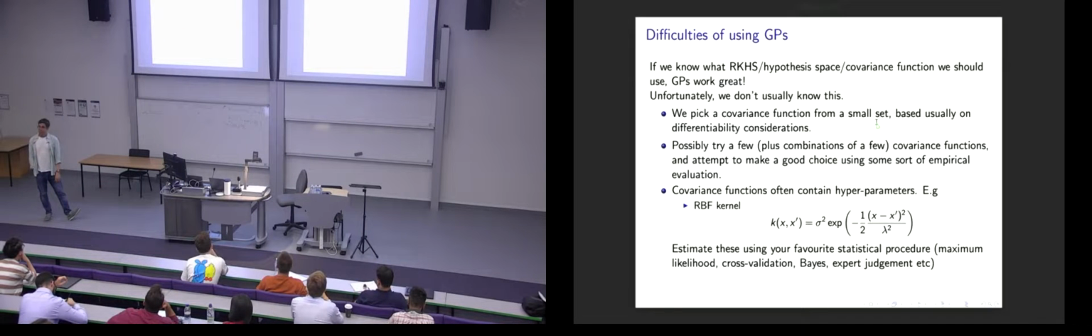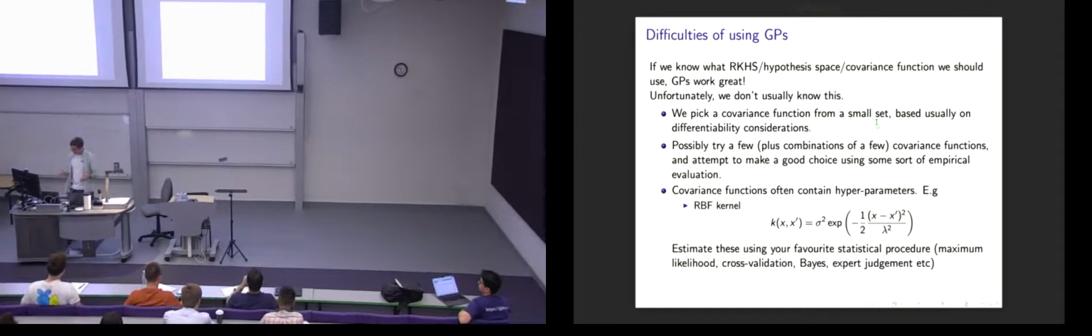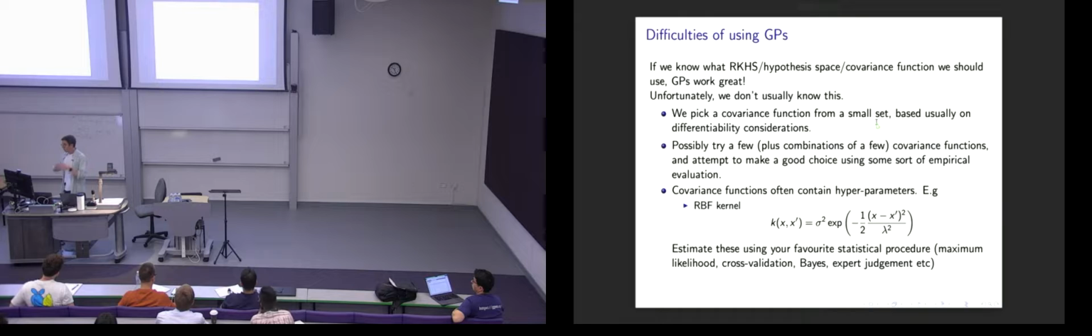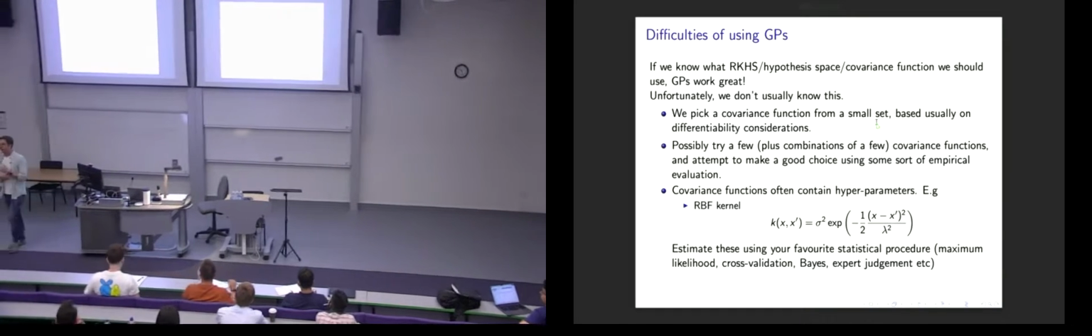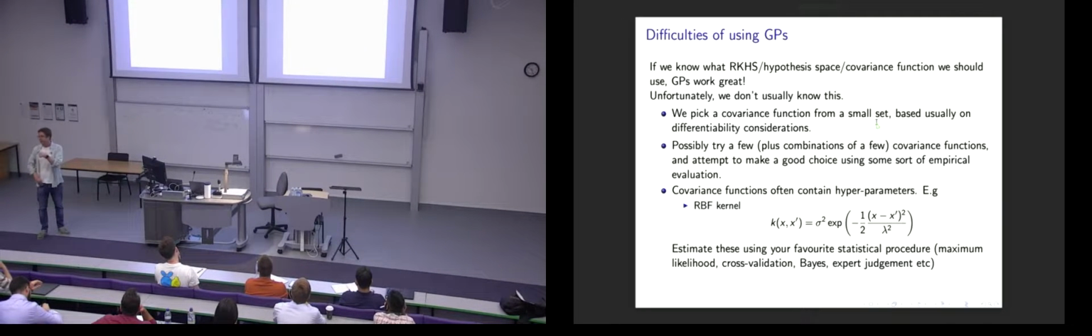So just to conclude and talk briefly about the difficulties of using GPs, because you'll see this afternoon. There are often some problems. We know the theory works great for Gaussian processes if we know the right covariance function or the right hypothesis space, or whatever you want to think about. If you know those bits, it's beautiful. The problem comes in having to pick a good covariance function.